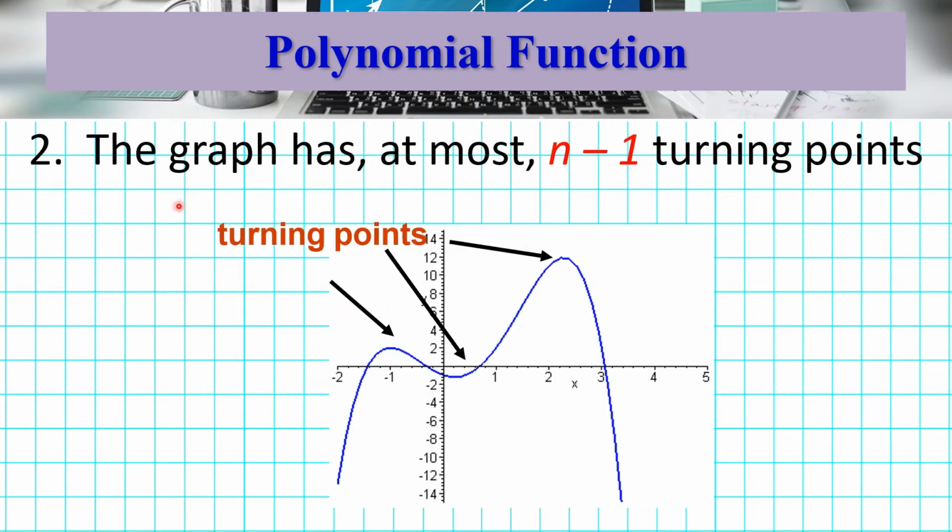Another statement which is true is the graph has at most n minus 1 turning points. So, turning points, ito yung kung saan siya iikot. Ayan, this is one turning point, another turning point, and another turning point. So, check mo lang din ulit yung highest degree, and then, bawasan mo ng isa. Yan yung maximum turning points. Pero, pwede rin siyang mas bumaba dun, kaya sinabing at most. Later on, i-discuss natin kung bakit siya pwedeng mas bumaba pa sa n minus 1 yung number of turning points ng isang polynomial function.